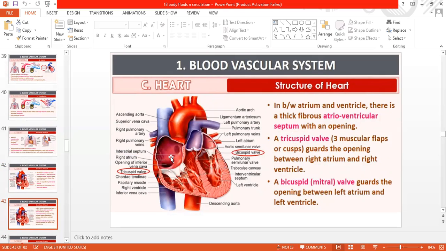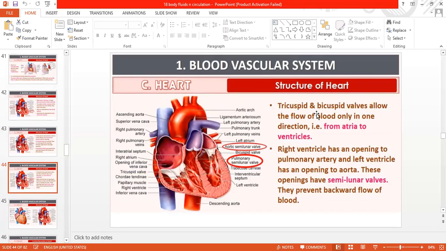On the right side, the right atrium opens into the right ventricle, and this opening is guarded by a tricuspid valve, which has three muscular flaps. And the left atria opens into the left ventricle, and that opening is guarded by the bicuspid valve, which is also known as the mitral valve. Why is it bicuspid? Because it has two muscular flaps. You can see over here, this is the tricuspid valve and this is the bicuspid valve.